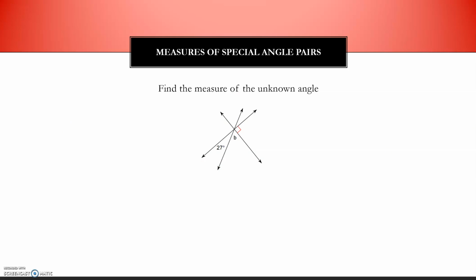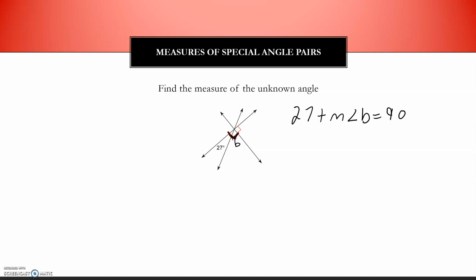Find the measure of the unknown angle B. Okay, now this one is just like the one we looked at in the last slide. We see here that we have one right angle given. We know that the angle on the other side must be right as well. And then from there, so B, remember, is right there, we know that 27 degrees plus the measure of angle B, so lowercase b, should equal 90.